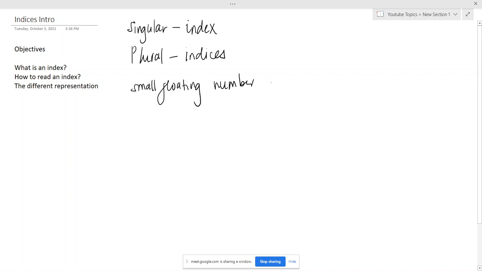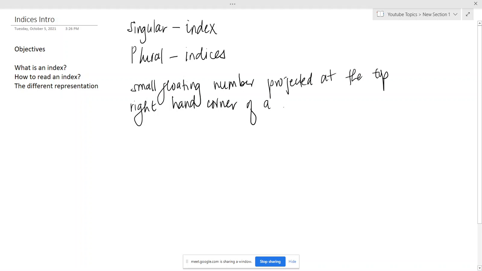All right, projected at the top right-hand corner of a variable or a number. All right, now, some of us are probably accustomed to 2 squared, 4 squared, or something squared. All right, so for example, we're just gonna go with 4 squared.